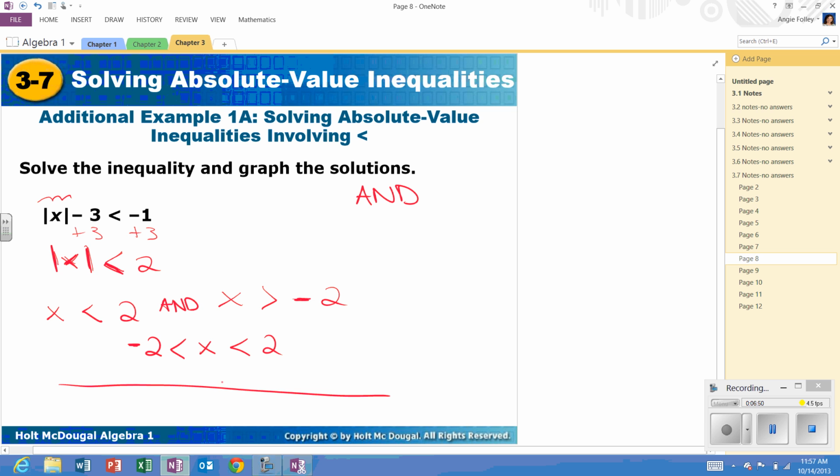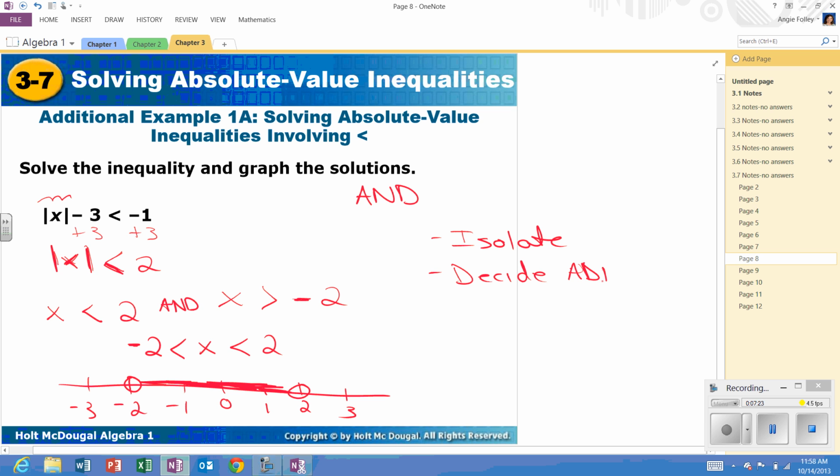And then we graph it on our number line. Okay, so I'm going to have an open circle at negative 2 and an open circle at positive 2. And it says x is everything greater than negative 2, so everything this way. And it's also everything less than positive 2, so it's everything in between. So the key here was isolating first, then decide if it's an and or an or. If I could spell and, that would probably help. And then third, we're going to set up our two cases.